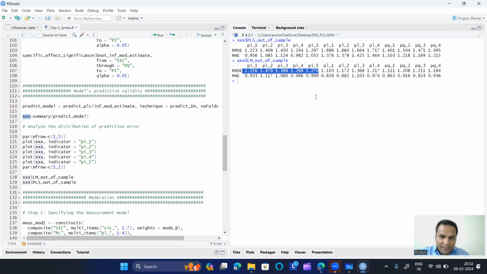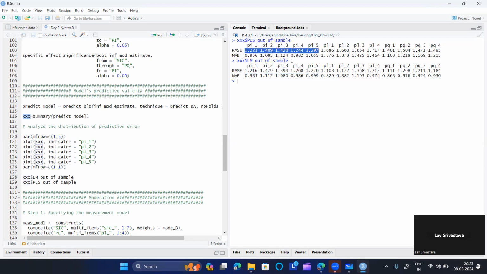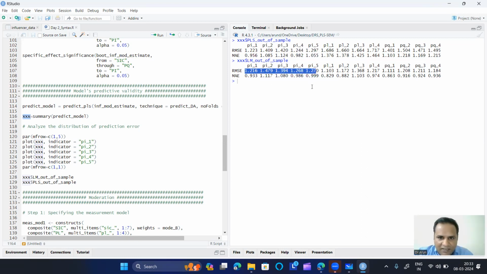So it means, sir, the PLS out-of-sample RMSE values are more than the LM out-of-sample RMSE values. It means these values you have highlighted should be more than those highlighted values. Yes. Then this is the condition of low prediction or higher prediction? Low prediction, sir. See, it is written here.